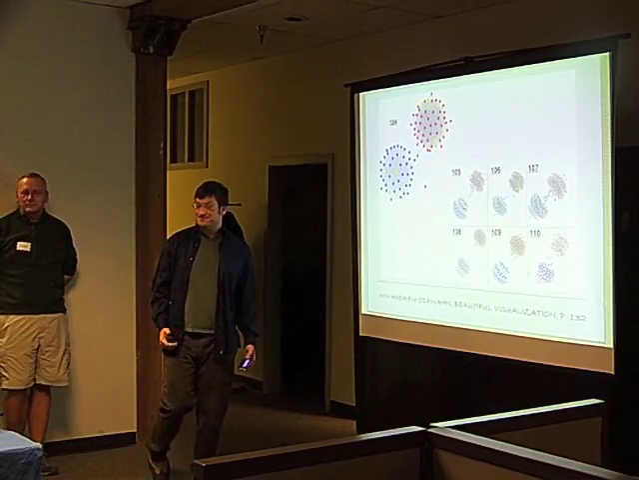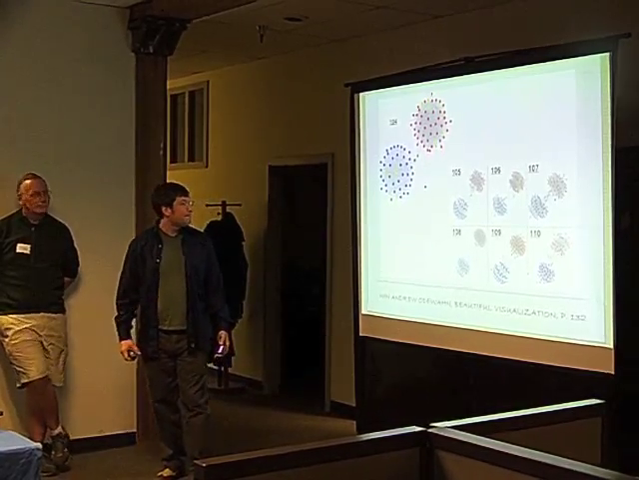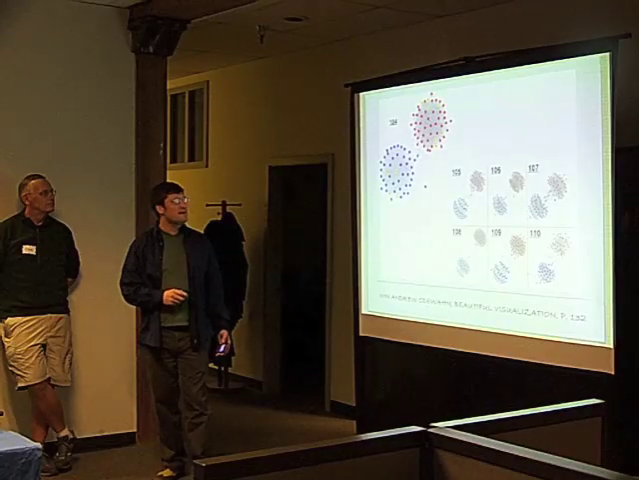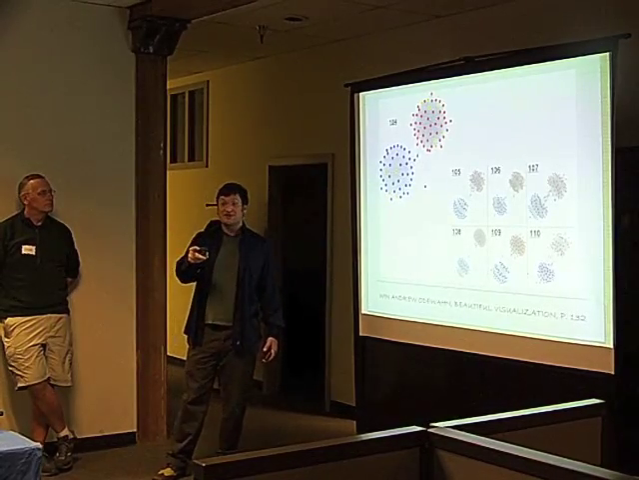Go ahead. Sorry, the yellow numbers are... I think the yellow ones may be independents or they may be people who changed. I don't remember. It's in the book.